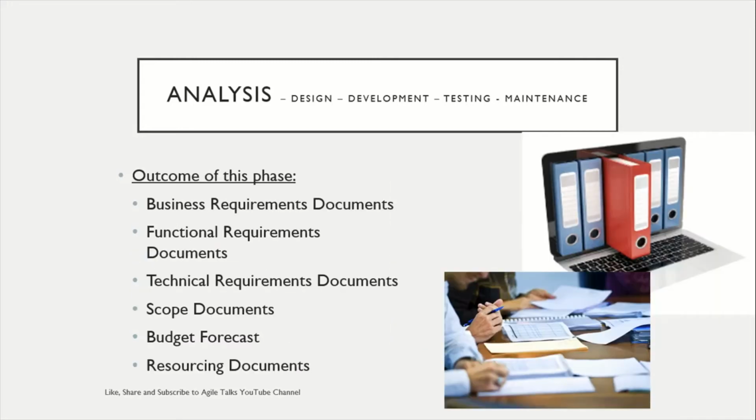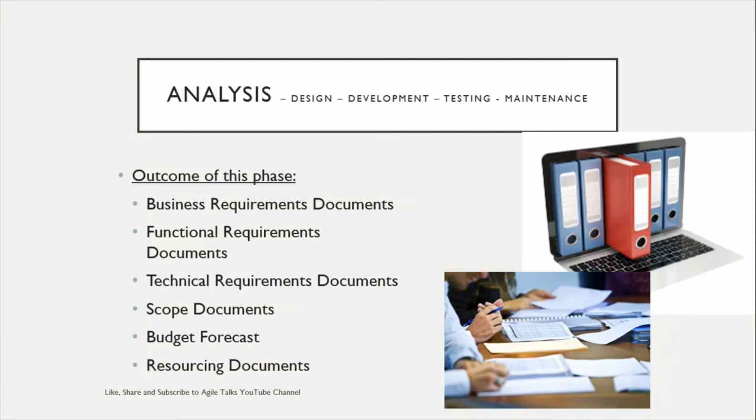Okay, now let's see what is the outcome of this analysis phase. We have seen what happens during the analysis phase, and also who will be involved during the analysis phase. Now what would be the outcome? What is the final output of that analysis phase? So basically during this phase, they will discuss and analyze all the requirements, scope, budget, and resources, and they will come up with this set of documents.